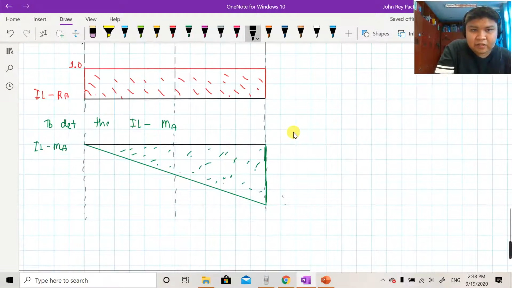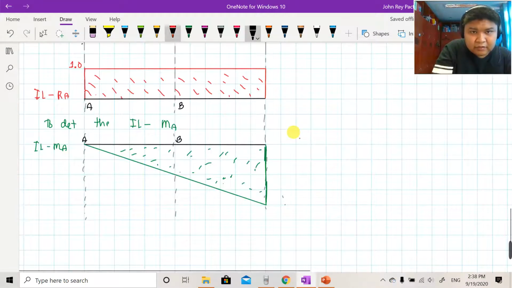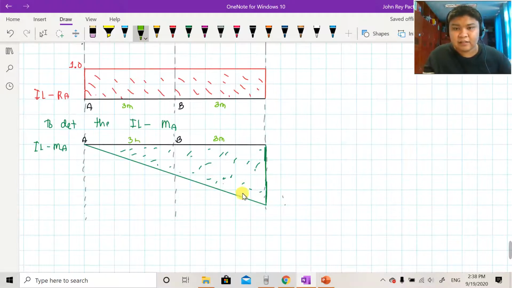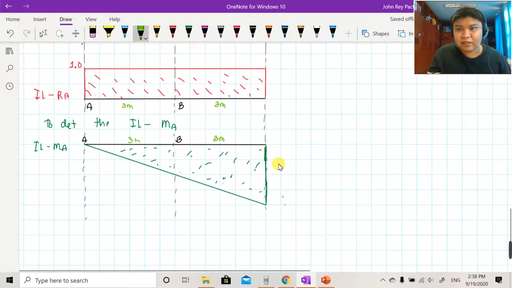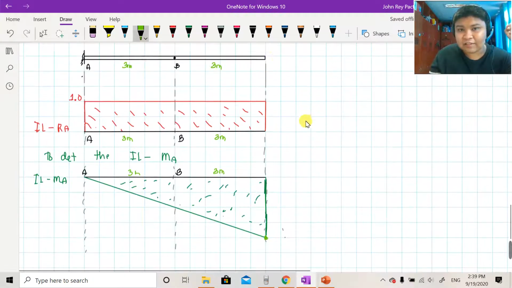By the way, I forgot to label the points. This is A, this is B, this is A, this is B, as well as the dimensions. So this will be 3 meters, and this will be 3 meters. What's important for us now is to find the ordinate at the far end. To find it, in this case, we place the unit concentrated load at the end of the span.